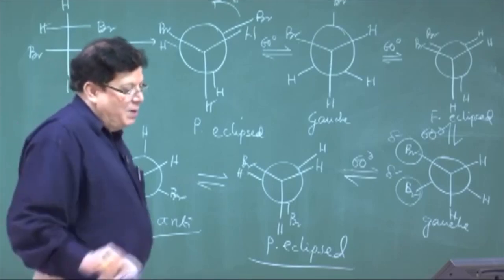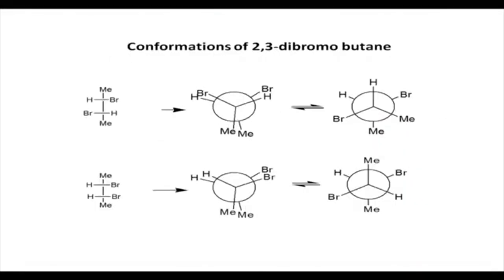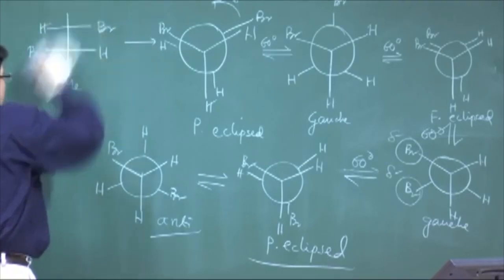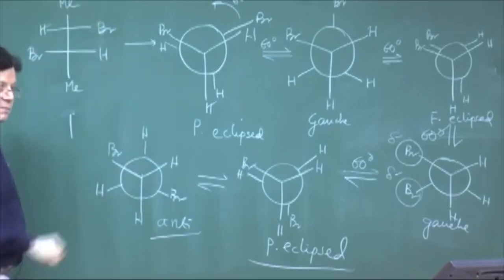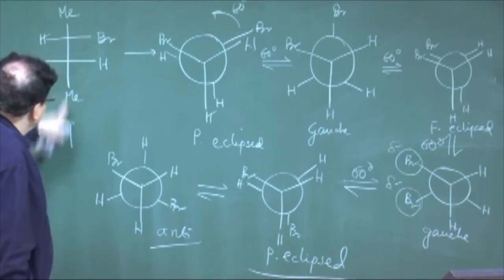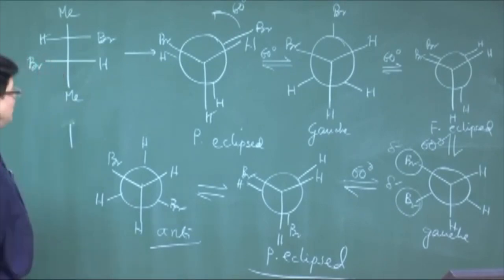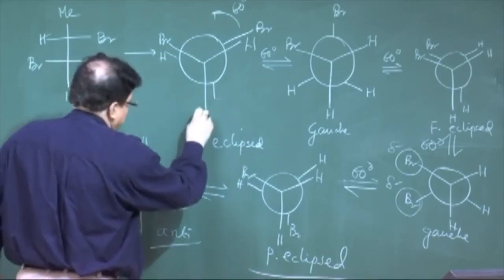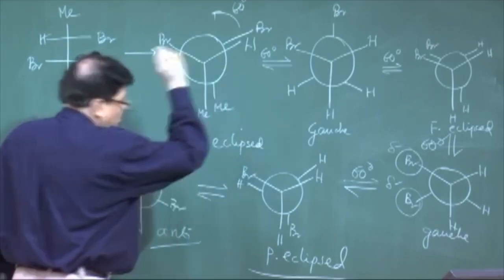Okay. Now, in case you put a methyl now, what will be the situation? When you put a methyl, what happens? So, I can start from here. If I put a methyl here, there will be a methyl now on this carbon, and I erase that, I put a methyl. So, now I draw the Newman projection. If I draw the Newman projection, what will happen? These hydrogens will be replaced by methyls. I hope this is clear.